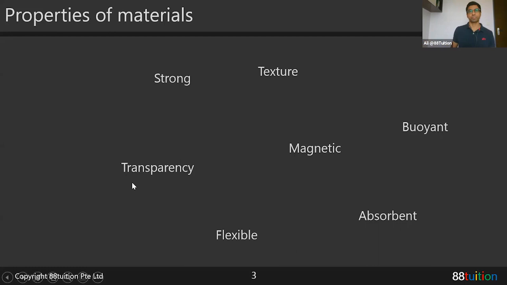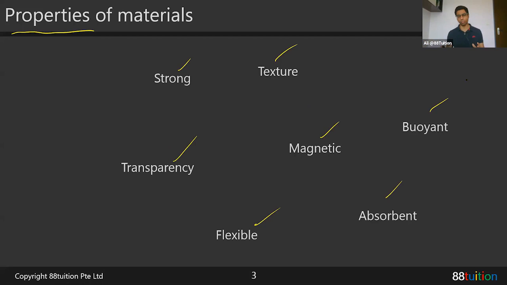Okay, these are not the materials. These are properties. So you can see I'm writing properties. I have 1, 2, 3, 4, 5, 6, 7 common ones. There are a lot more, but you need to know what these mean. If you don't know the meaning of buoyant, or texture, write it down and find out, okay? A lot of you already know, so I'm not going to go through it and take up more of your time. So let's go to the properties finish.